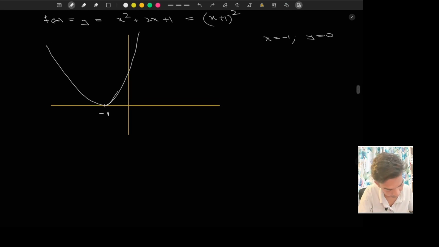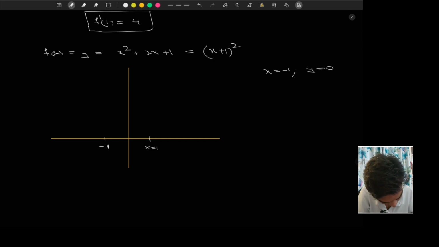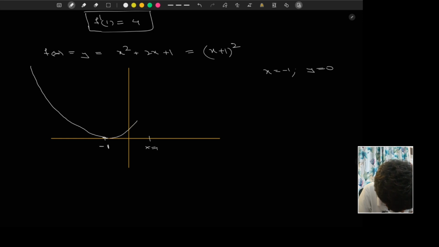So this is my function, and so at x is equal to minus 1, y is equal to 0, right? Okay. So then I asked what is the slope at x is equal to 1. So this is my x is equal to 1. Let me draw this in a very different style, so that I can at least tell you what it means. Okay, so far it's fine. I mean, you understand what I am talking about.